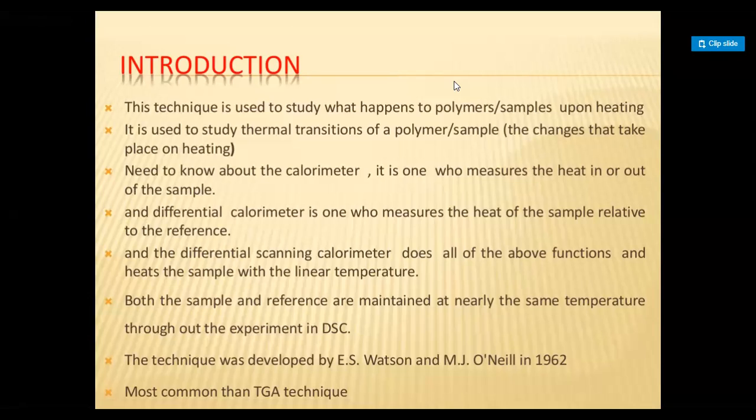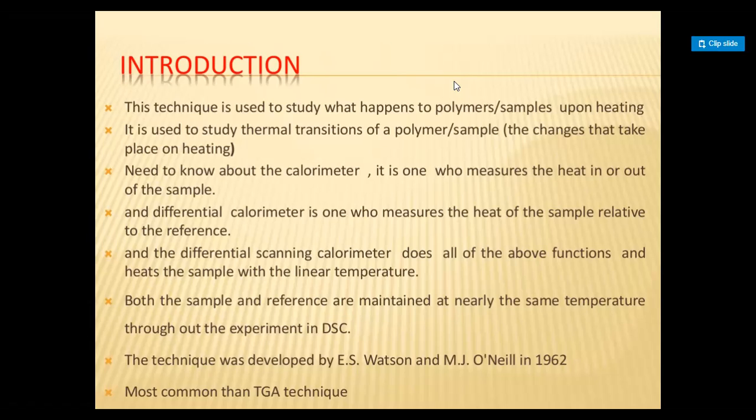We need to know about the calorimeter. It is one that measures the heat in or out of the sample, and a differential calorimeter is one that measures the heat of the sample relative to the reference. The differential scanning calorimeter does all of the above functions and heats the sample with a linear temperature. Both the sample and reference are maintained at nearly the same temperature throughout the experiment in DSC.